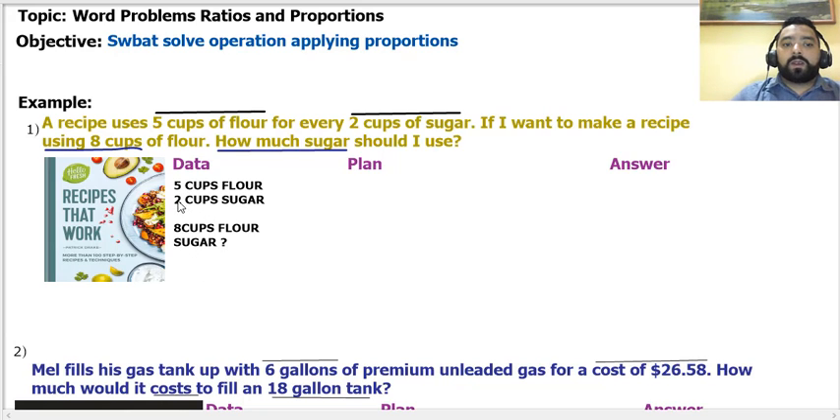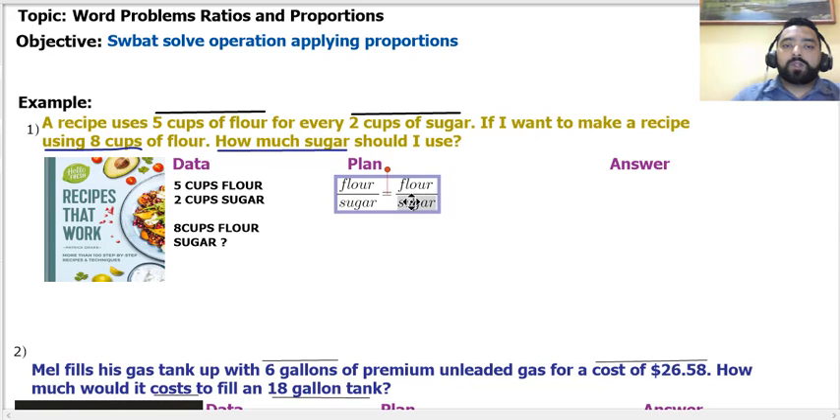Remember, first we need to follow this idea: the data, the plan, and the answer. In the data we have 5 cups of flour for every 2 cups of sugar. So this situation you can represent as a ratio in this way. We are going to compare the flour over the sugar, because you are comparing these 2 quantities. And remember, this is a proportion, so you're going to do the same in the other part. So it's going to be flour over the sugar, but with different quantities.